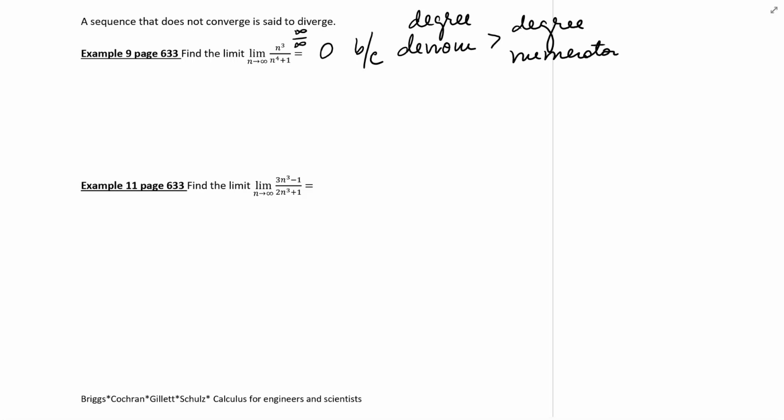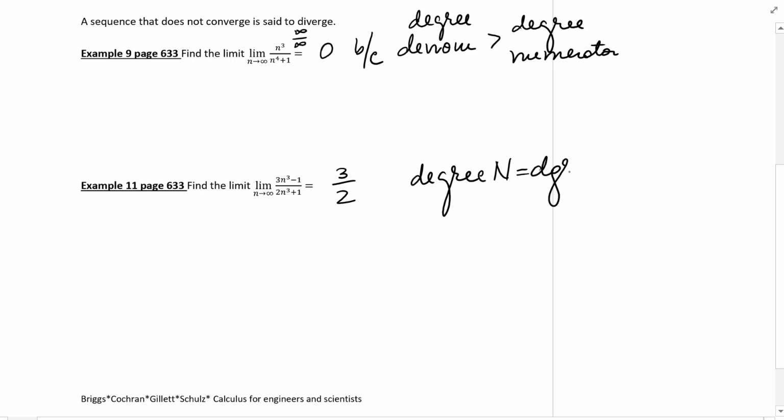While the second one, it's actually just 3 over 2, because the degree of the numerator is equal to the degree of the denominator. I hope this helps.